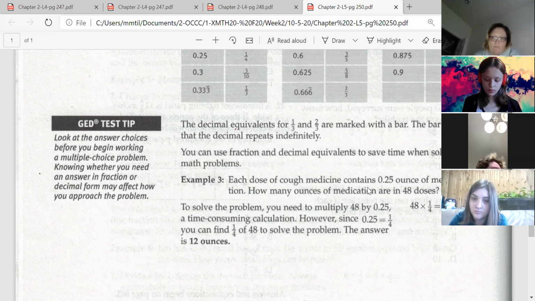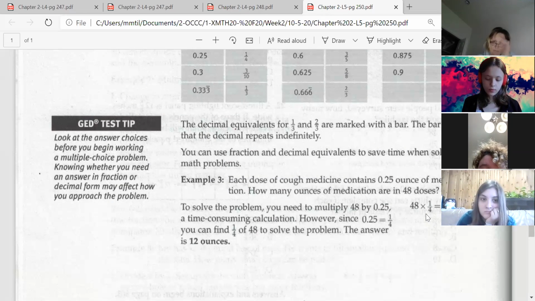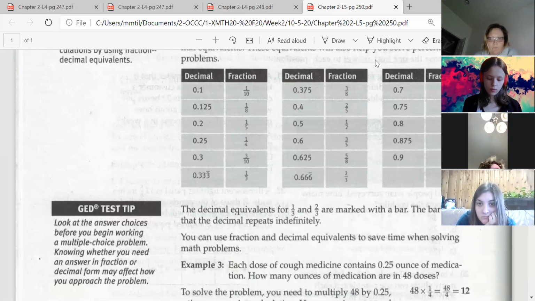Okay, each dose of cough medicine contains 0.25 ounces of medicine. How many ounces of medicine are safe? So it's 48 times 1/4. And 4 into 48 is 12, and that's how you get 12 doses, or 12 ounces. Okay, I'm going to stop sharing that. We'll go on to the next page.